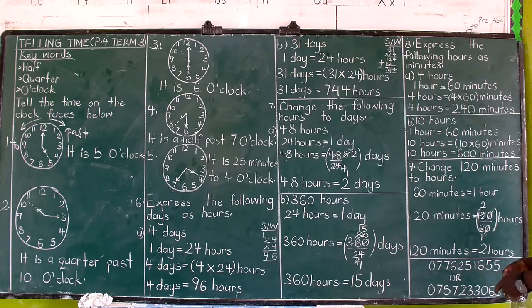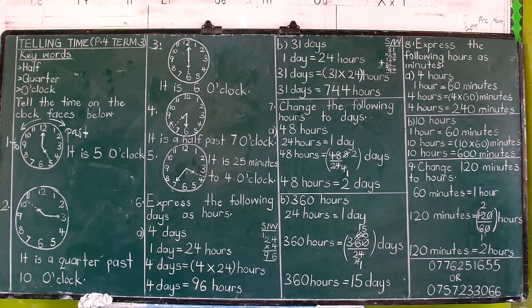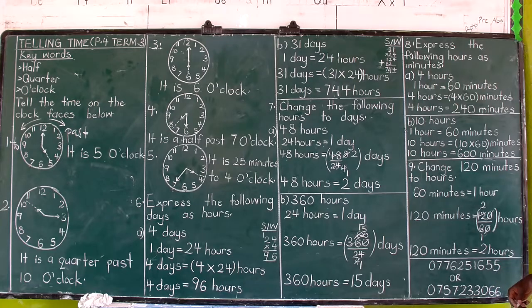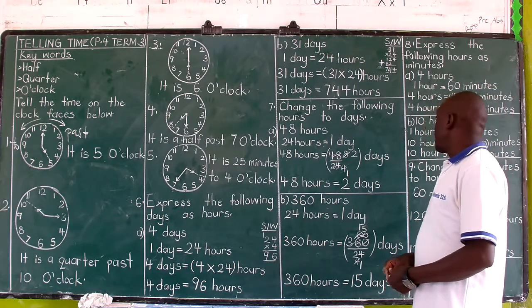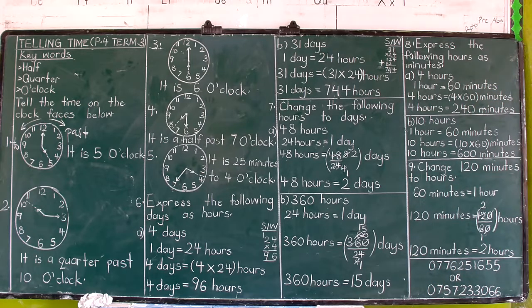Likewise, take 10 hours. Convert 10 hours to minutes. You say 1 hour is equivalent to 60 minutes. Then 10 hours, 10 times 60 minutes. Where 1 times 6 is 6, then bring these 2 zeros onto 6 and get 600 minutes that are contained in 10 hours. So the answer is 600 minutes.